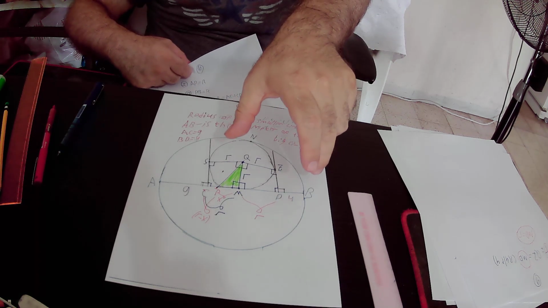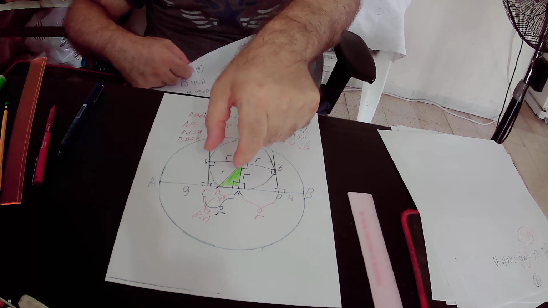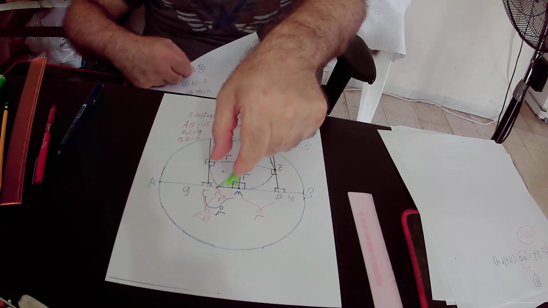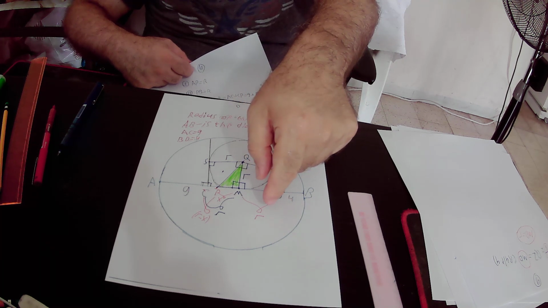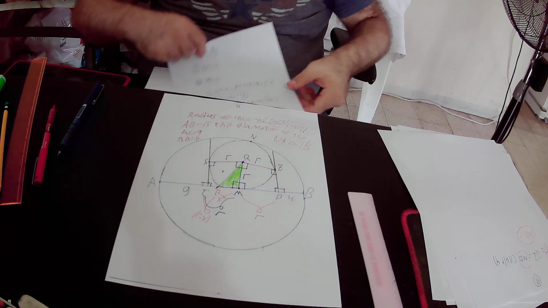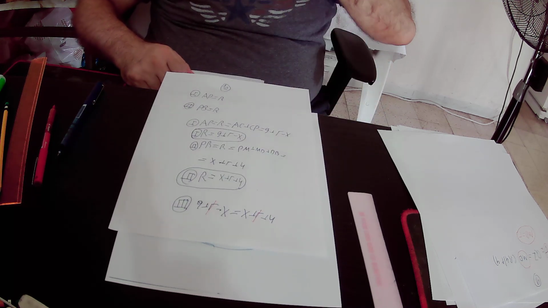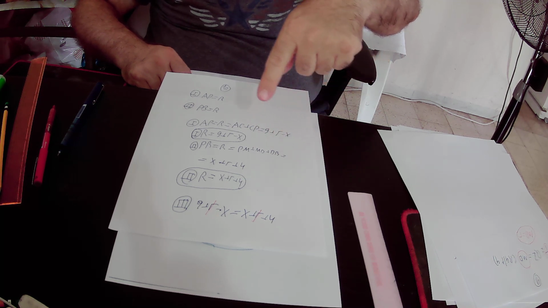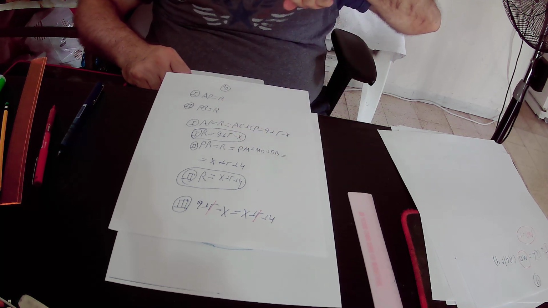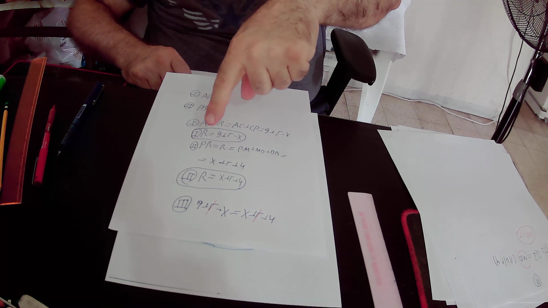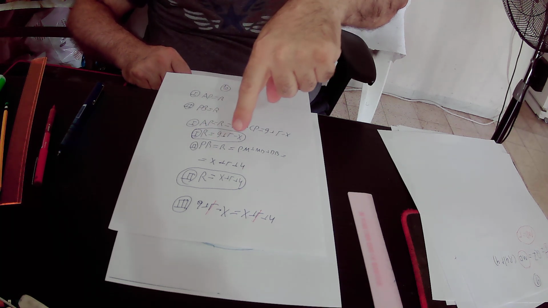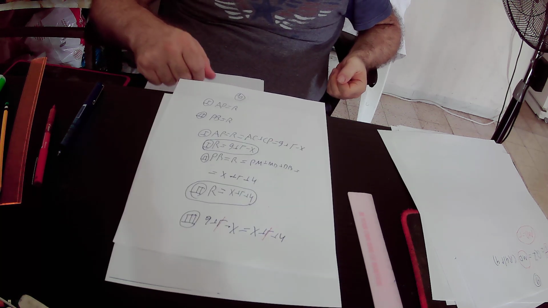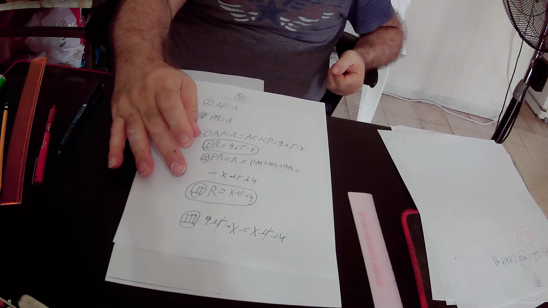PB equals capital R, but what is the value of PB? PB equals PM plus MD plus DB, and PM equals x, MD equals small r, and DB equals 4. So in total we got that capital R equals PM plus MD plus DB, which equals x plus small r plus 4. Or the second equation for the radius of the big circle is capital R equals x plus small r plus 4. So we have 2 expressions for the radius of the big circle.